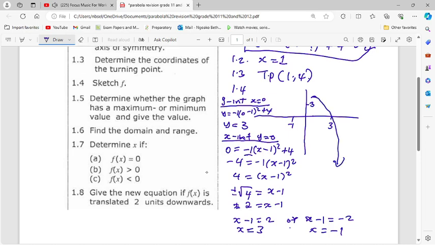Right, then from the y-intercept to this value here, it will come like this. Sorry for that. So now our turning point is 1 and 4, and this will be minus 1. This will be our graph. Now we can erase these other things because now we have our graph.